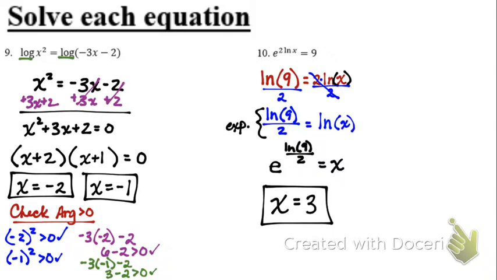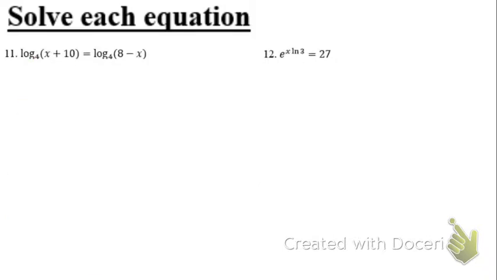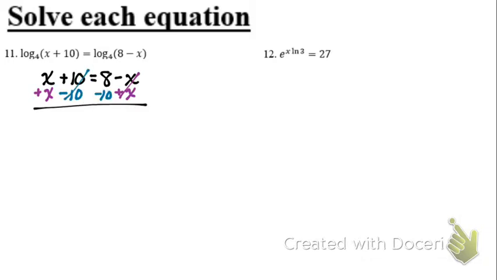Hop down and look at number 11. How would I set this one up? X plus 10 equals 8 minus x. Yep, x plus 10 equals 8 minus x. So I'm going to add x to both sides. I'm going to subtract 10 from both sides. 2x equals negative 2. So x is what? Negative 1. Is that a problem with my arguments?